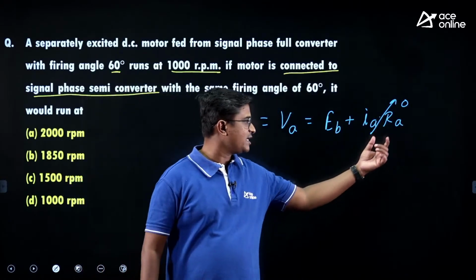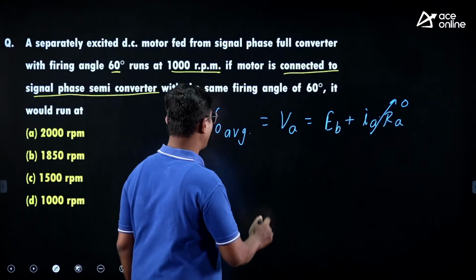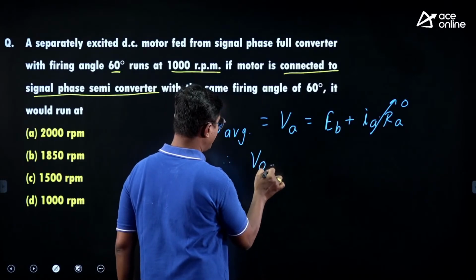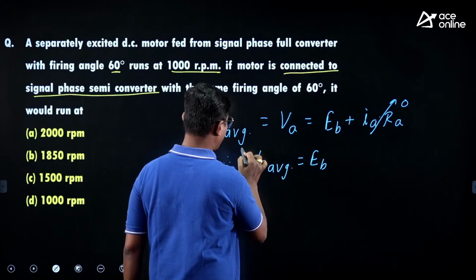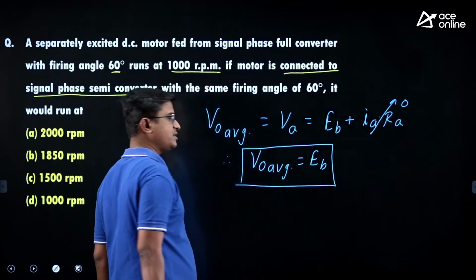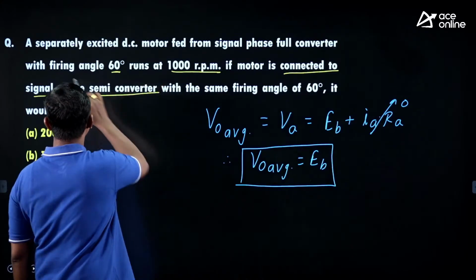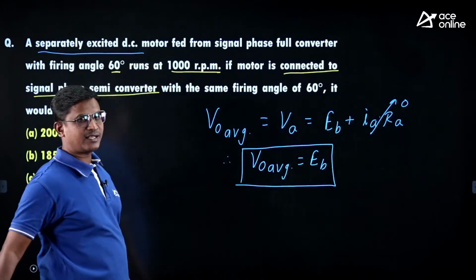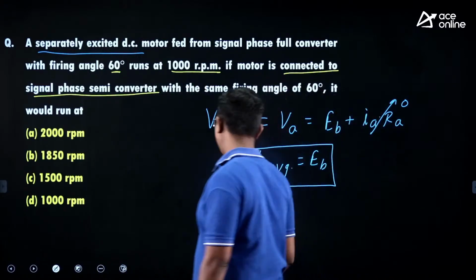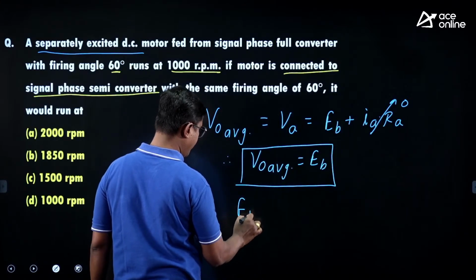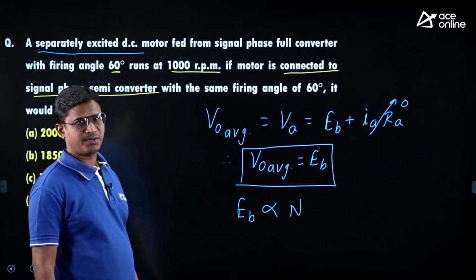If I neglect the armature resistance, then my IRA term will become 0. So therefore I can get V0 average is equal to EB. Now we know this is a separately excited DC motor. In a separately excited DC motor, flux is constant. If flux is constant, what is EB? EB is proportional to only speed, right?